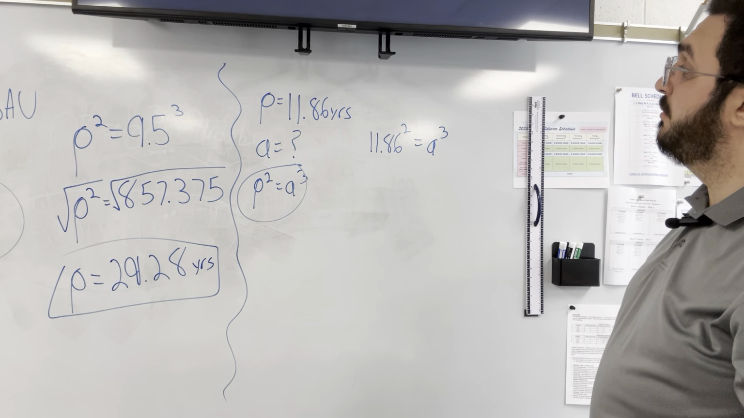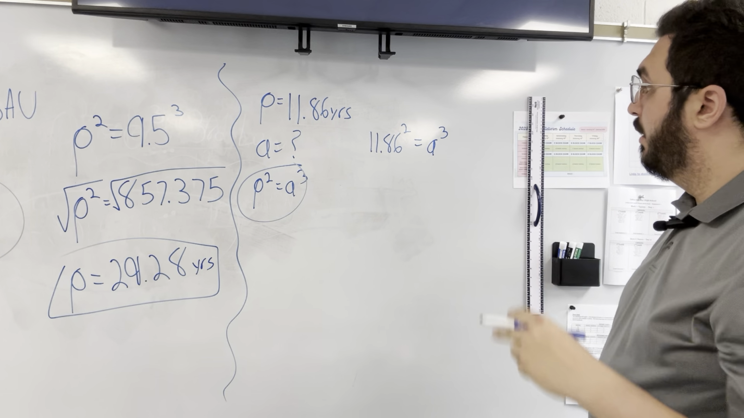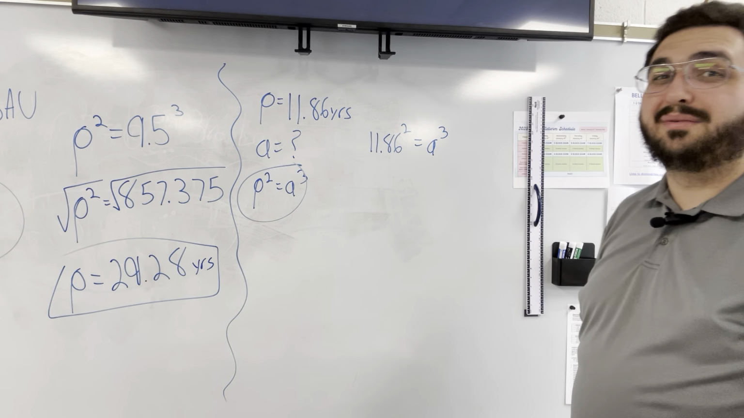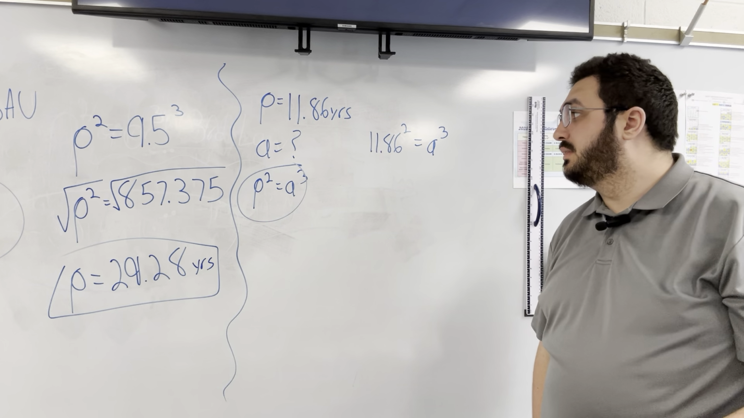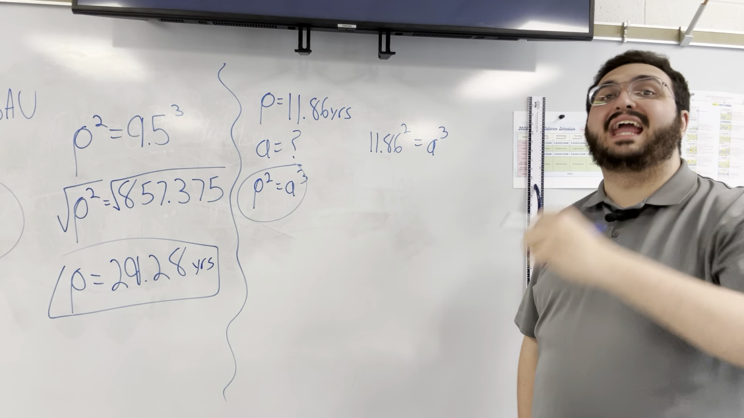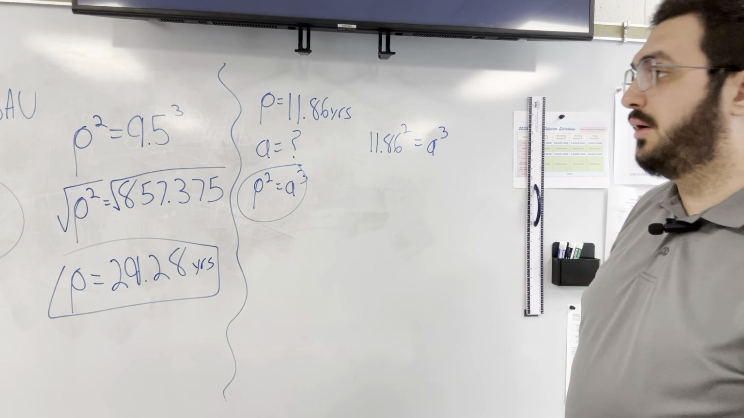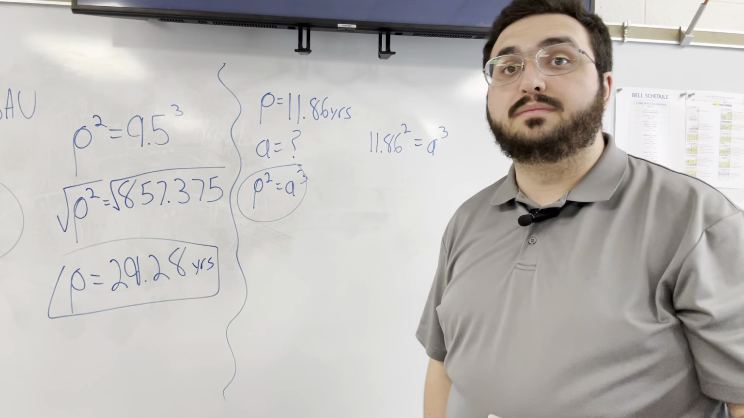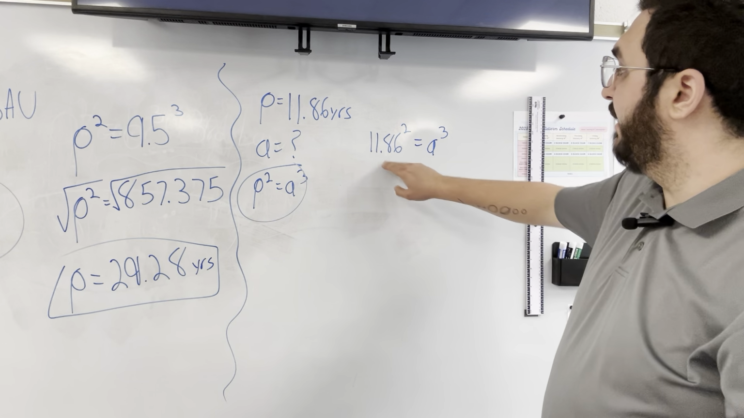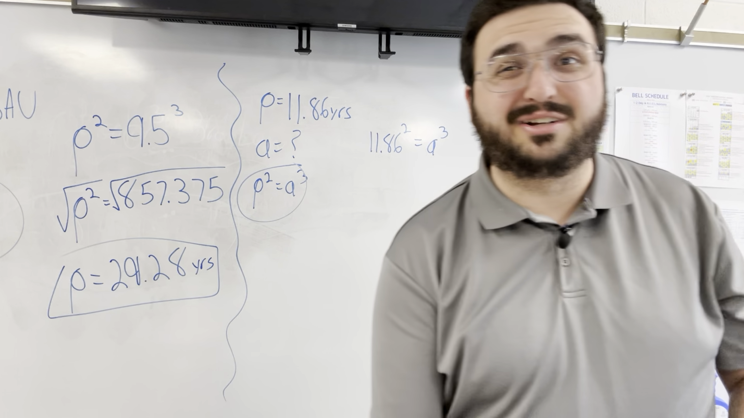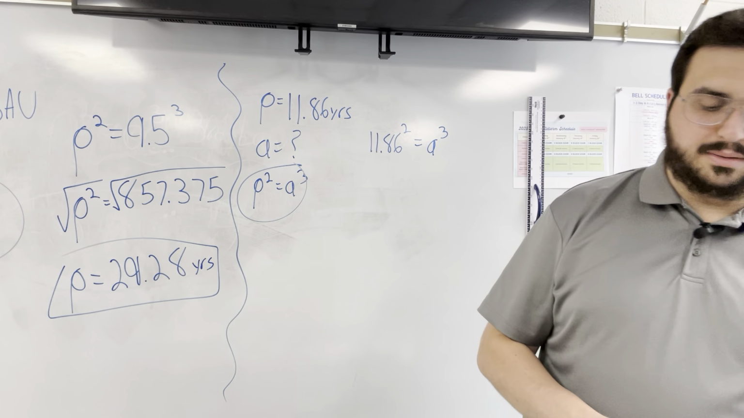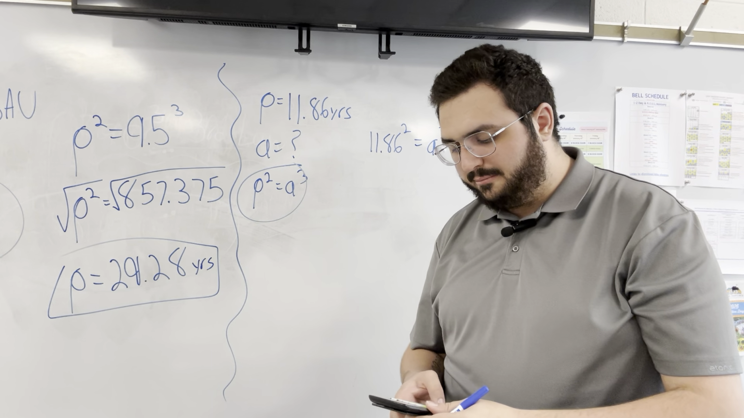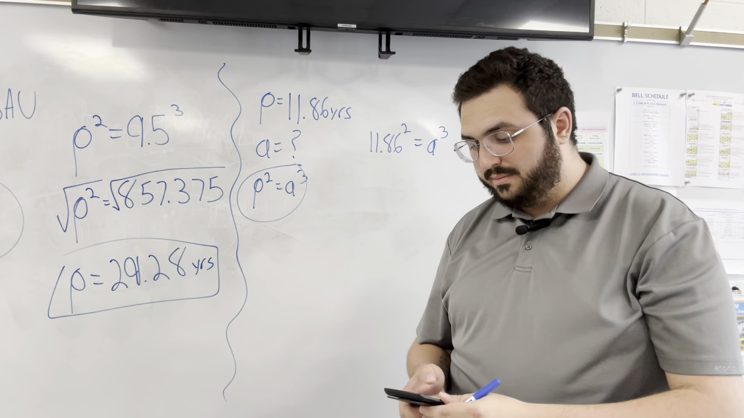Now, similar to before, we have a variable with an exponent that we can't really do anything with yet. And we have a number with an exponent that we can do something to. So let's take care of the number first, because that'll be easier for us in the long run. So I'm going to do 11.86 squared in my calculator. I'm going to clear that out, and we're going to do 11.86 squared.